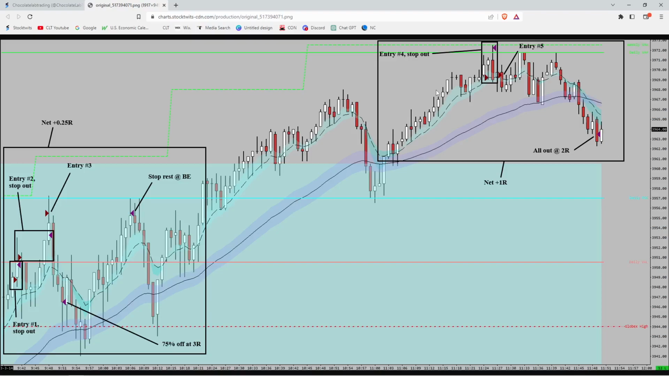So again, just full transparency. Came in here, took one stop out on that size, and then I re-entered again with sellers still active, and I took it all out at 2R, so a net 1R, even though this isn't my full risk, right? This is really smaller than my normal 1R. So those are the trades that I took.